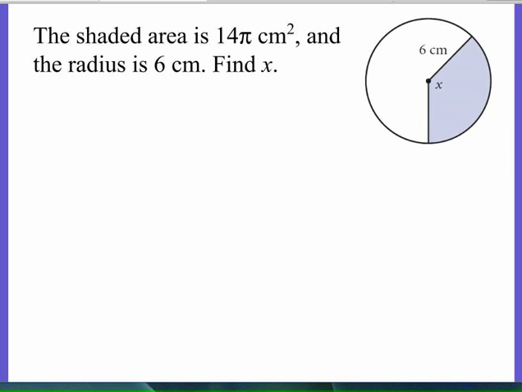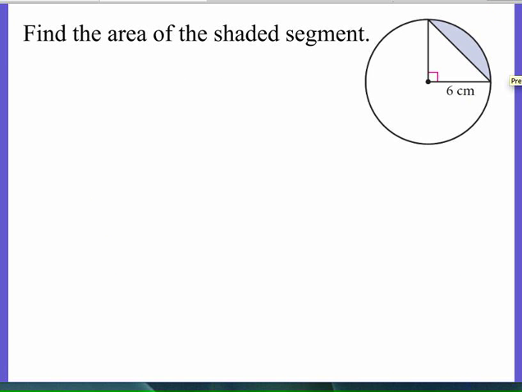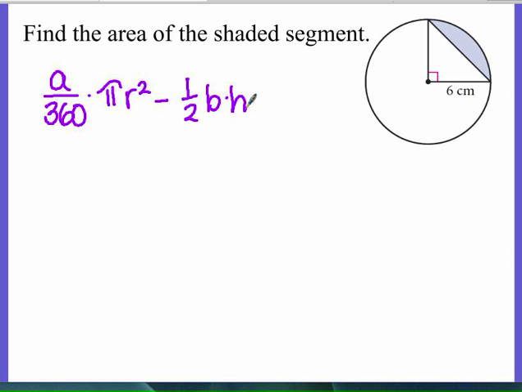Okay, let's go and look at the next one. Oops, go back. Find the area of the shaded segment. So first of all, let's figure out what we know. Okay, for the area of the segment, we need to know A over 360 times pi r squared minus 1/2 B times H.